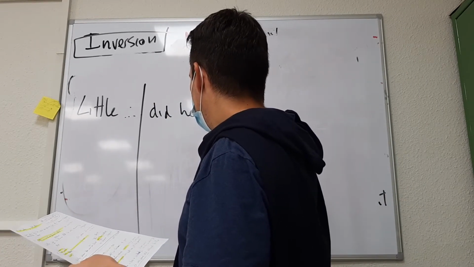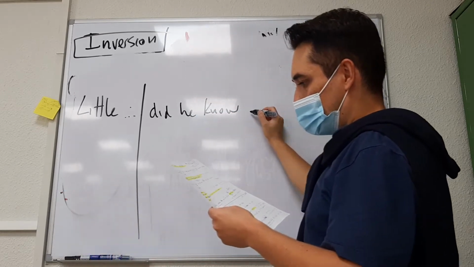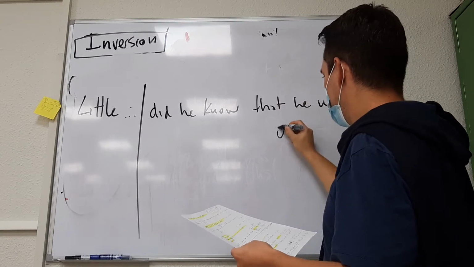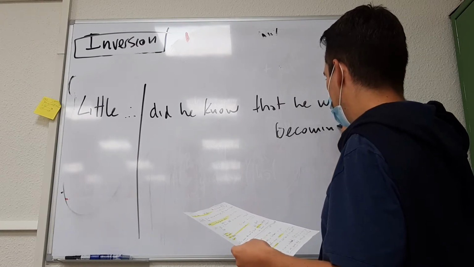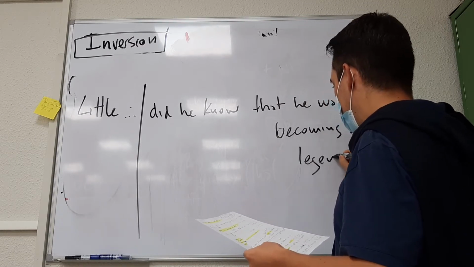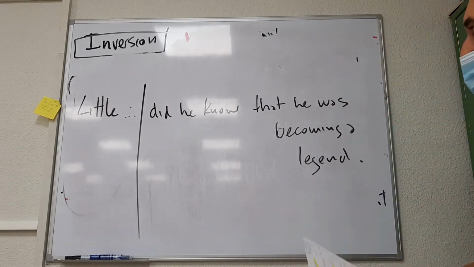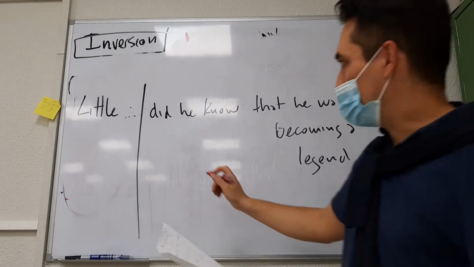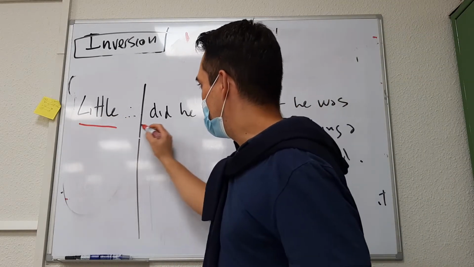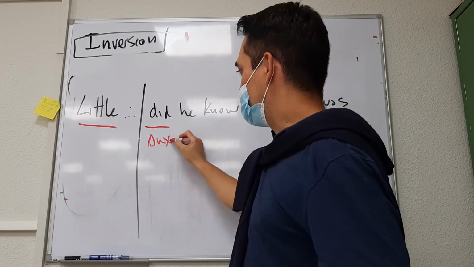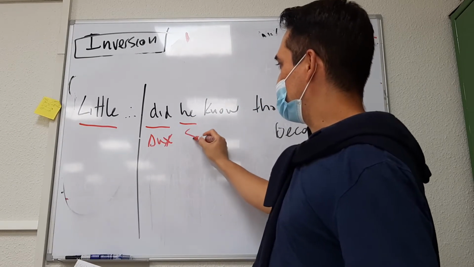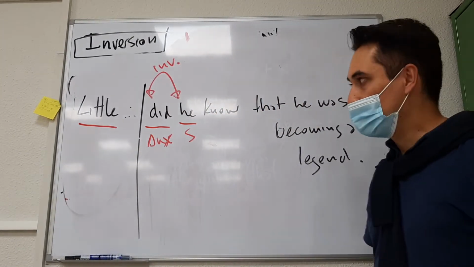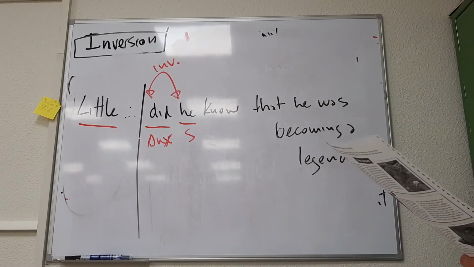Little did he know that he was becoming a legend. Absolutely fantastic. Little did he know that he was becoming a legend. So, what do we have here? We have little plus auxiliary. And then he is the subject. So, what do we have here? Inversion. Yeah? Little did he know that he was becoming a legend.